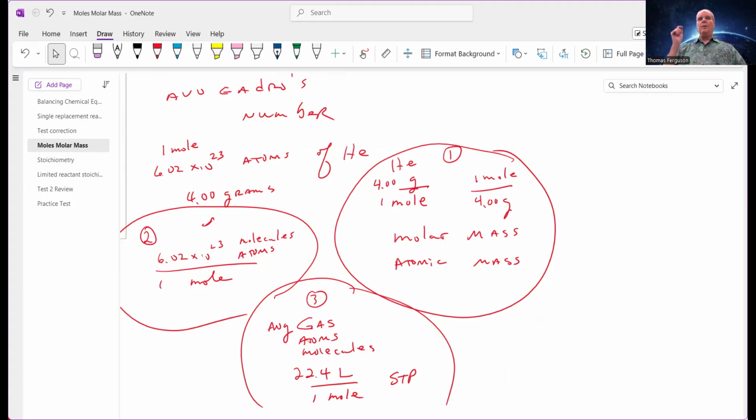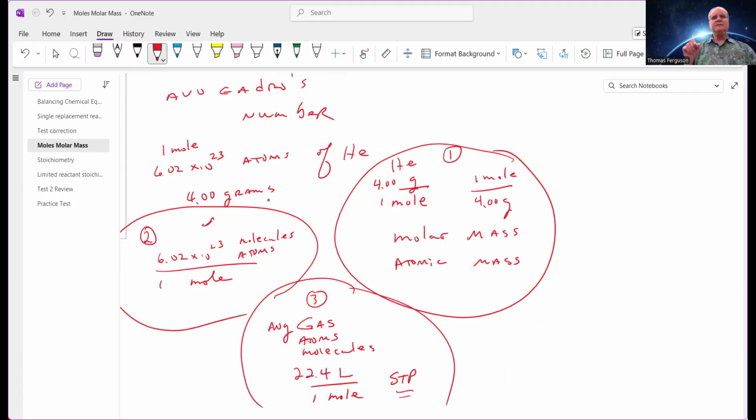So if we're looking at gaseous water molecules, 1 mole of them is going to be 22.4 liters. If we're talking about helium atoms, it's going to be 22.4 liters. They're all the same volume-wise. And the reason is the distance between gas molecules and atoms at an atomic level is pretty great. That's why it's compressible.